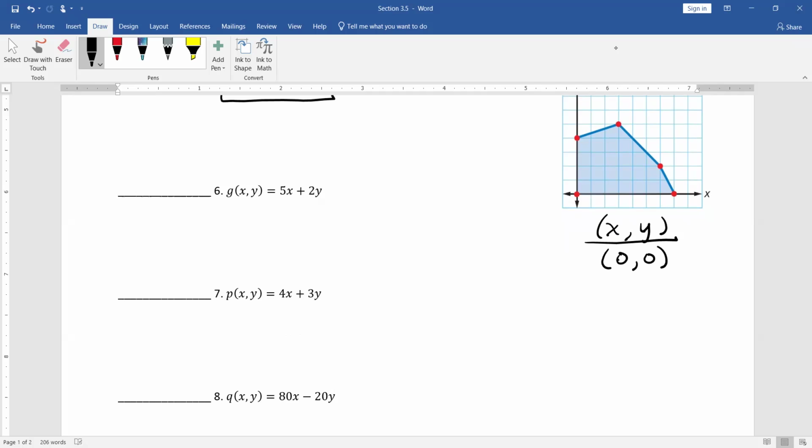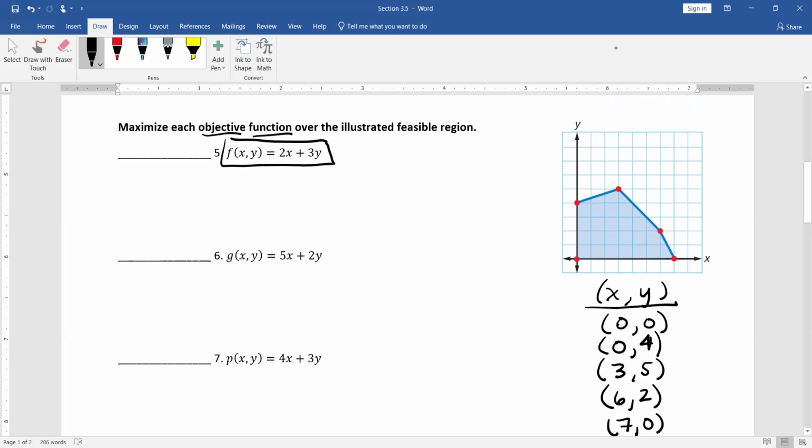So then I also have, if I have 0, I go up 1, 2, 3, 4, 0, 4. Next one, I'm going to go up one more, so instead of 4, 5, and then to the right, 1, 2, 3. So we end up with ordered pair 3, 5. Now I'm going to go back down. So my x, I go right 1, 2, 3, 4, 5, 6, up 2. And the last one, 1, 2, 3, 4, 5, 6, 7, 0. All right, so I'm going to use those ordered pairs within each of this function.